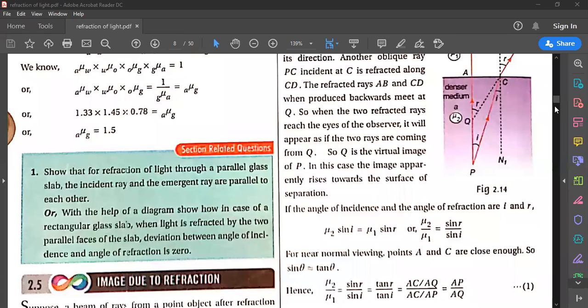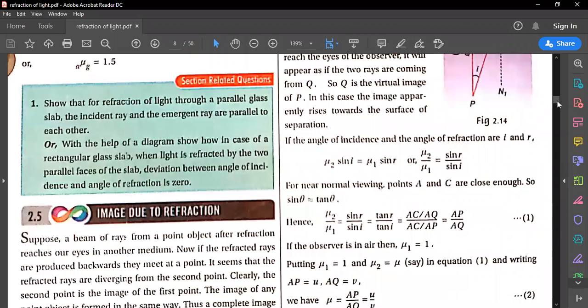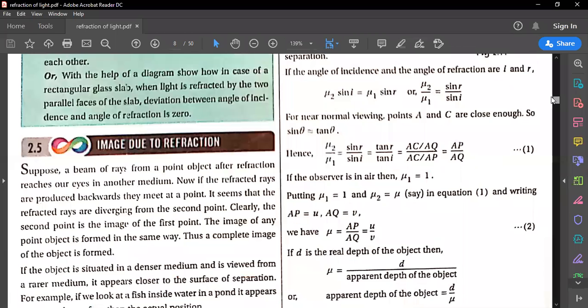So today we are going to learn about image formation due to refraction. We have considered two mediums, one rarer medium and one denser medium, and we have placed the object in the denser medium and the eye in the rarer medium. For example, you have placed a coin at the bottom of a bucket filled with water and you are viewing it from air. So your eye is in the rarer medium, which has a refractive index mu1, and the object is in a denser medium, which has a refractive index mu2, right?